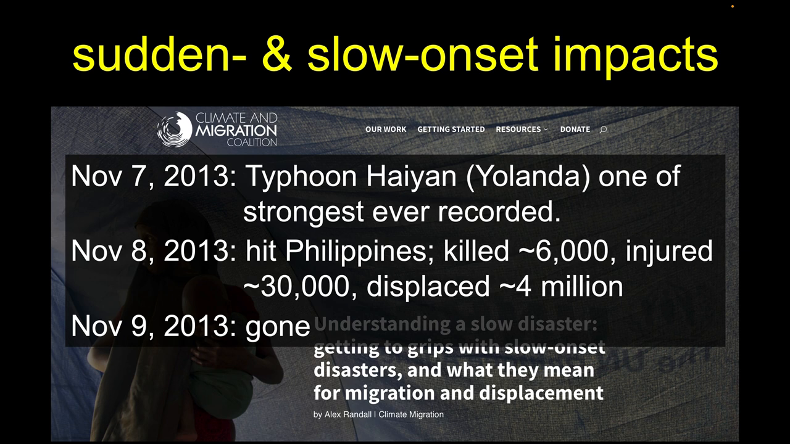And so this guy spins up and only becomes a typhoon on November 7th of this particular year. A day later, it makes landfall in the Philippines, and it kills 6,000 people just in the immediate wake, injures about 30,000 people, and drives at least 4 million people to have to move away from their homes. So huge impact. It wasn't a typhoon, then it was a typhoon. Next day it hits the place, and by the day after it's completely gone. It looks like this outside. It's blue skies and gentle winds and stuff. So that would be a classic example of one of these sudden onset disasters.